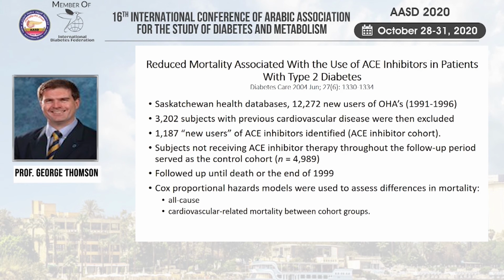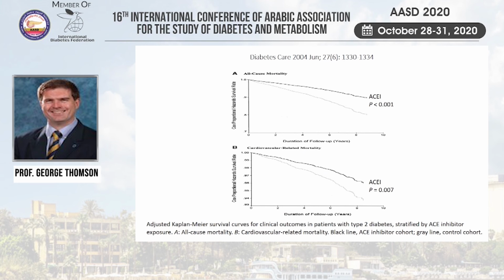The authors looked at just under 1,200 patients who were on ACE inhibitor therapy and compared them with just under 5,000 patients who throughout the study period did not receive ACE inhibitor therapy. And these patients were followed up until death or the end of 1999, which represented anywhere between an 8 and 3 year follow-up period. And in summary, these are the results.